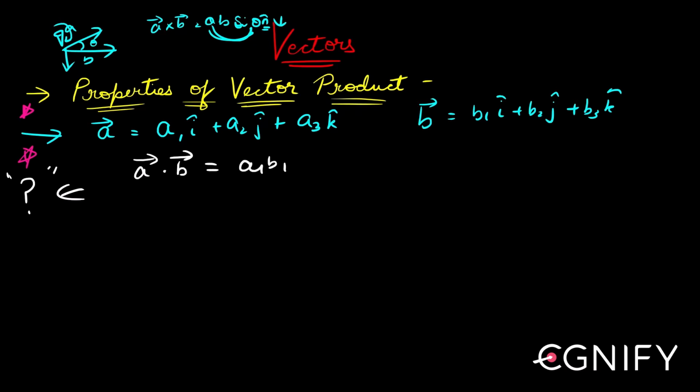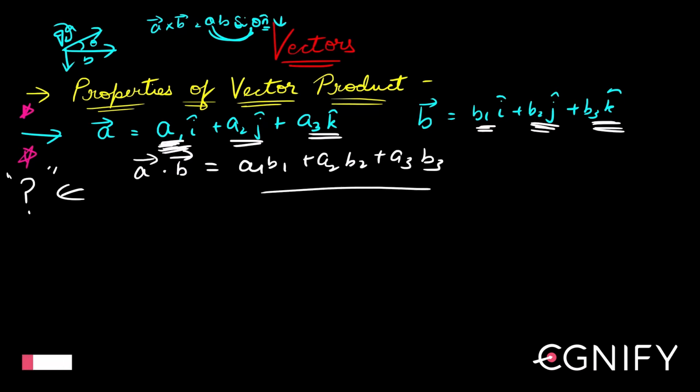The answer is A1 B1 plus A2 B2 plus A3 B3. We have already seen the proof for this in the properties of dot product, that only the x components will multiply, and this x component when dotted with this part is all 0. Only this and this dot will be non-zero. Only the dot product of this and this will be non-zero, and these three will ultimately add up to give my dot product. What if I have to find the cross product of these two?